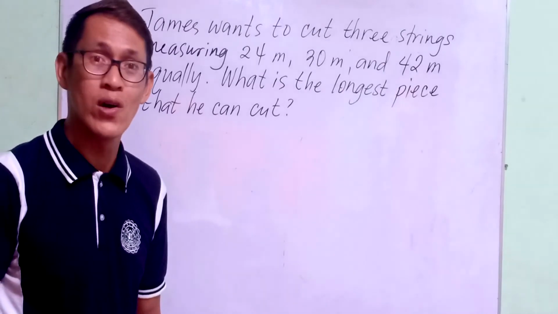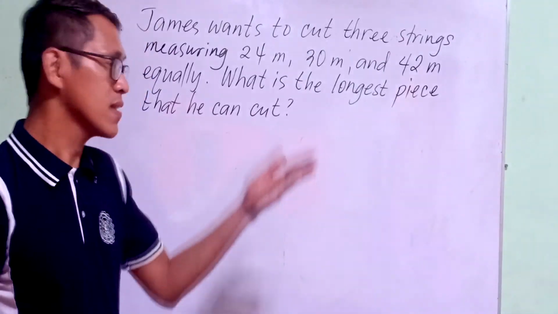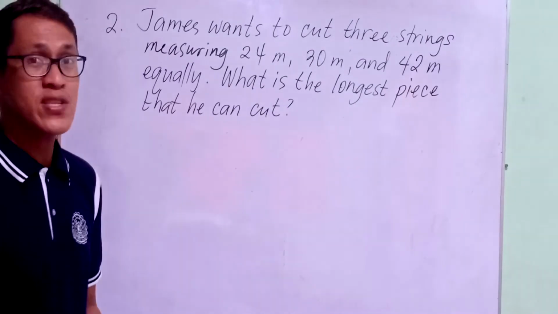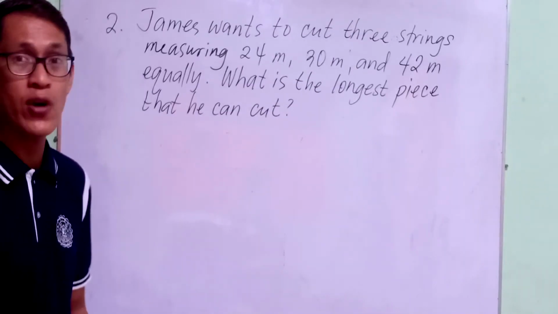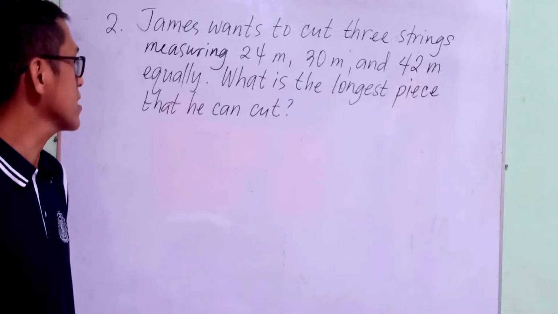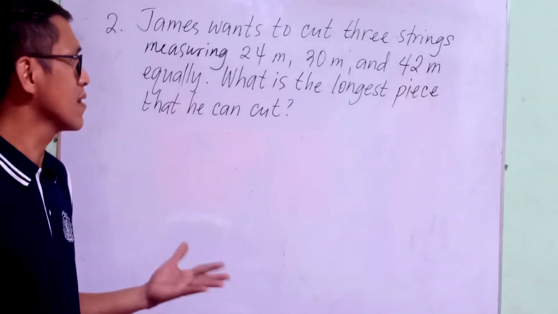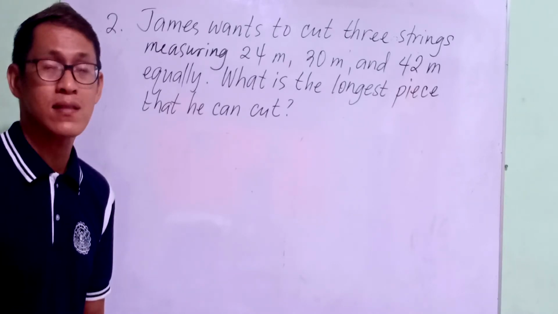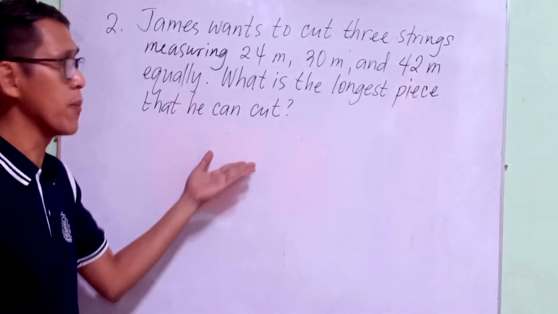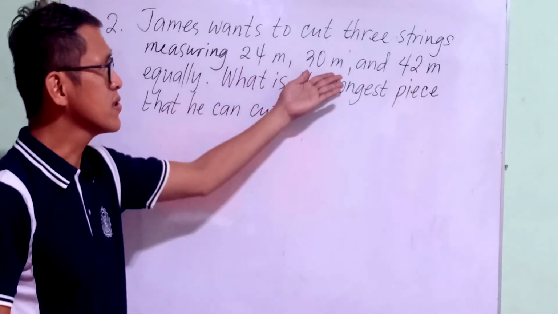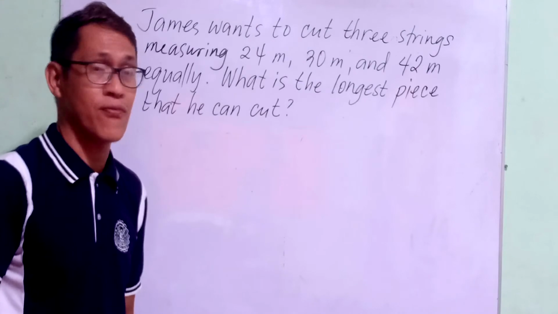Let's have one more word problem. The problem is: James wants to cut three strings measuring 24 meters, 30 meters, and 42 meters equally. What is the longest possible piece that he can cut? To solve this problem, you simply get the greatest common factor of 24, 30, and 42.